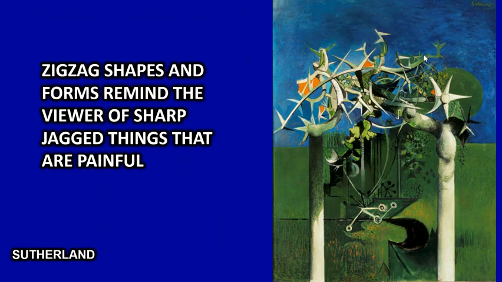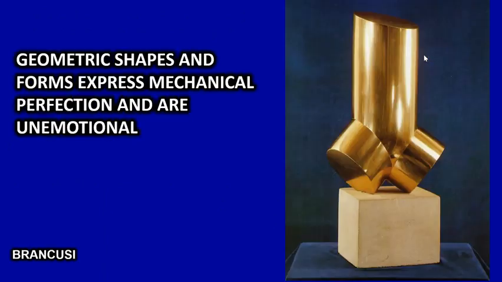So zigzag shapes and forms remind the viewer of sharp, jagged things that are painful. And then geometric shapes and forms that express mechanical perfection are unemotional. So Brancusi's, this is a torso, so it's supposed to be like the abdomen and top of the legs of a figure, but it doesn't look like that at all. It just looks like tubes that are at a joint, and it doesn't look human much at all. It looks almost like a robot or a C-3PO body part.